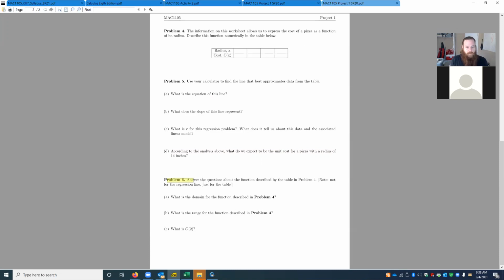And then the last problem here is asking for the domain of the function that's described here and the range of the function that's described in problem 4. So again, you've made this table, and we're just making sure that you understand the concepts of domain and range for an abstract function. And then finally, what is C of 2? Is C of 2 5? Is C of 2 undefined? What is C of 2, can we say? And this is all about the function in the table. All right, so that's the project.